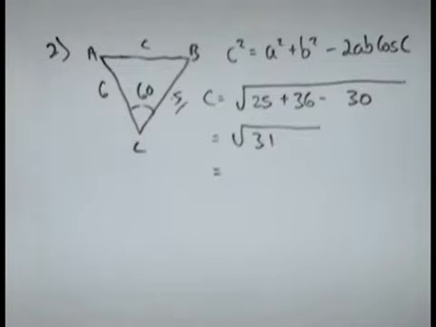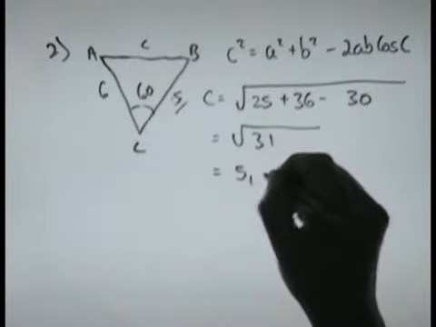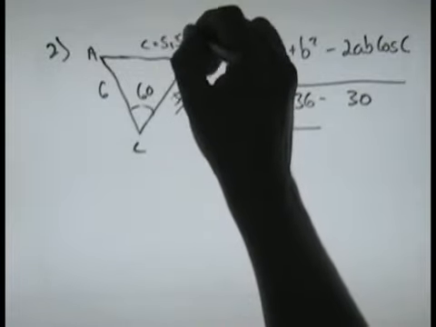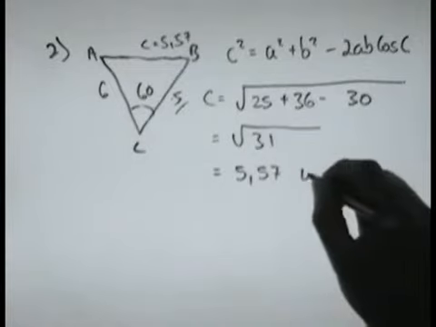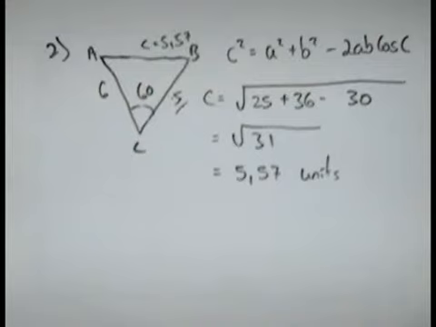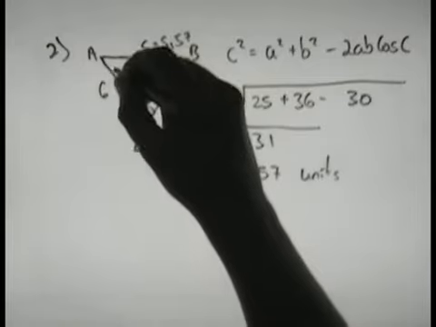If I look for the square root of 31, it's going to come to 5.57. That means that C is equal to 5.57 units. Always write in units if you don't have centimeters or millimeters or some other form of measurement. Now that we've got three sides, to work out the other two angles is pretty easy.